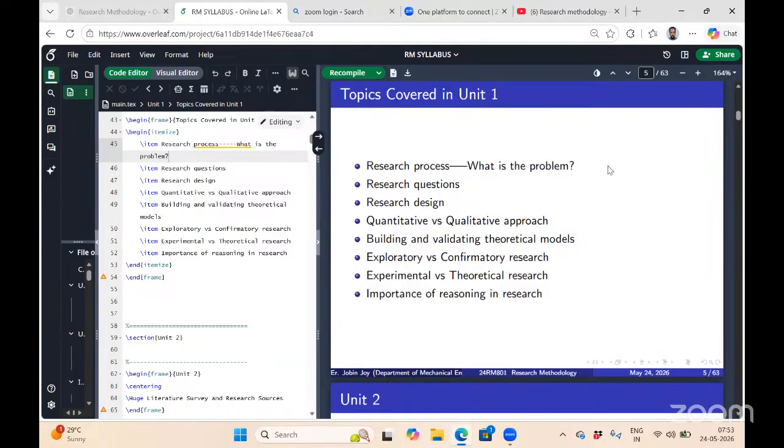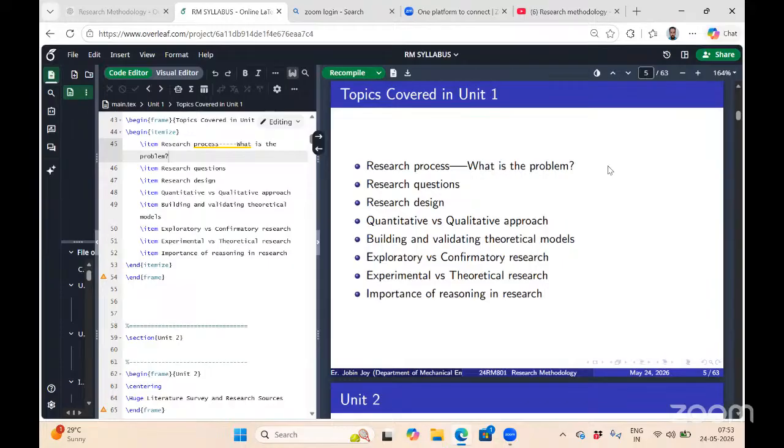Theoretical research deals with concepts, theories, and mathematical analysis. For example, developing mathematical equations for fluid flow or creating simulation models for robotics. Experimental research gives practical evidence, while theoretical research provides only conceptual understanding. So both are important for scientific and engineering advancements.